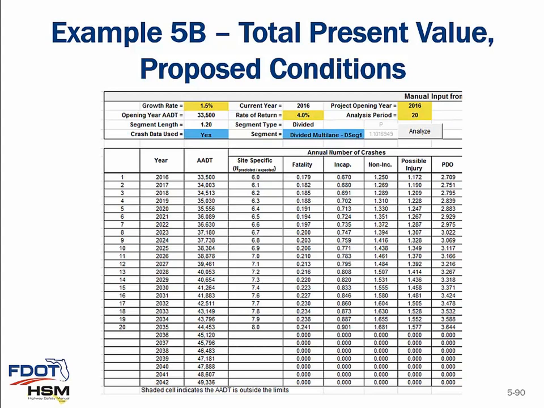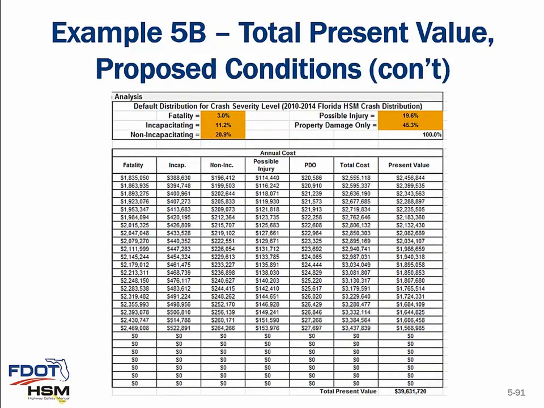The same part of the spreadsheet does exactly the same thing, continuing on, ratios it out over fatalities and the annual number of crashes, computes an annual cost based upon different crash types, and retotals it back up, and then goes through the present value analysis part of it. When it's all summed up, by virtue of making that improvement, your overall present value of crashes is reduced to $39,631,000. So you will see a net reduction, and that's over a 20-year life cycle.